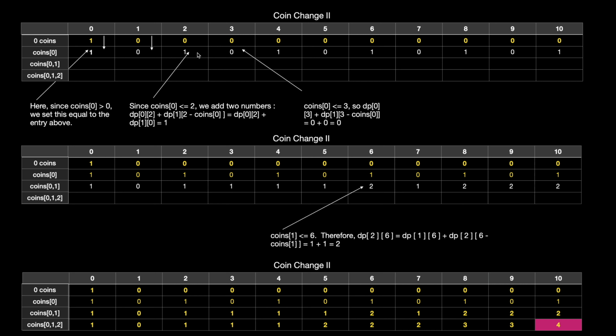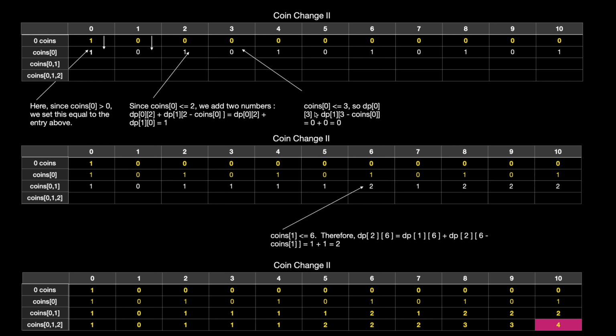And here let's look at this. The first coin is less than or equal to 2. We add 2 numbers: dp of 0, 2 plus dp of 1, 2 minus coins of 0. Then you add them up and you get 1. So dp of 0, 2 is this one, and dp of 1, 0 is this one, because remember the first coin's weight was 2. So when you choose that, you have to shift by that amount, and you are looking at this one.